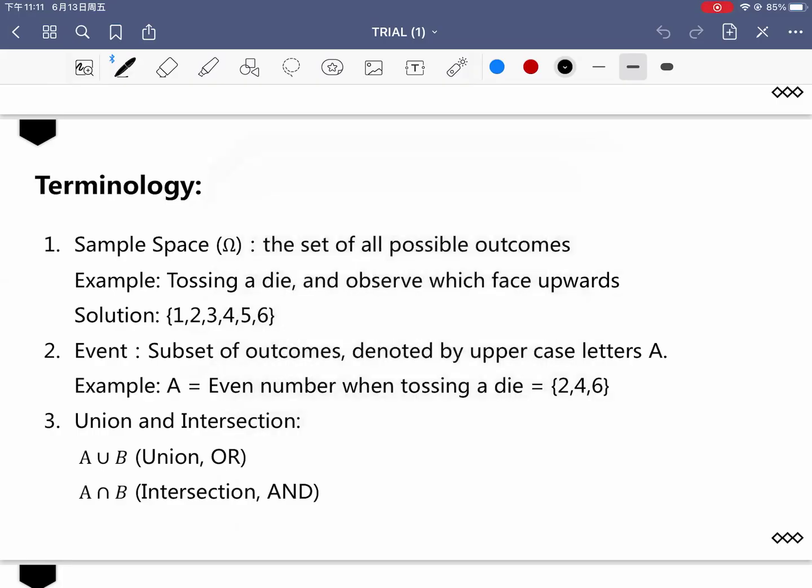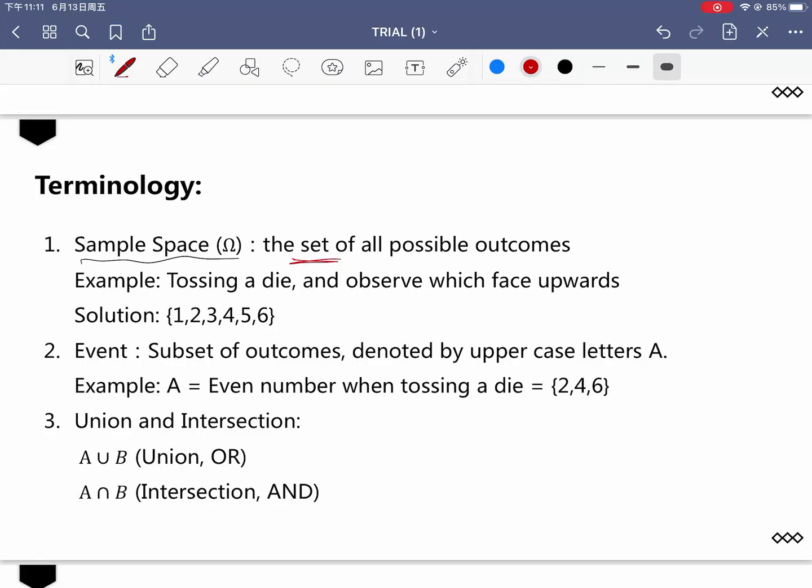Okay. So sample space is a set, okay? So what's this set about? The set is a set that's going to include all the possible outcomes. So for example, when we are tossing a die, and we want to know which number is going to face upwards, from experience we know that there's going to be a number that's either 1, 2, 3, 4, 5, or 6, right? Putting those six numbers in a set notation, we will include all the possible outcomes, right? And then we call this set a sample space.